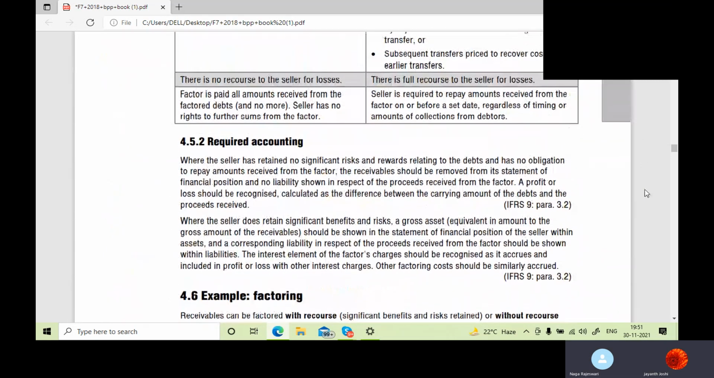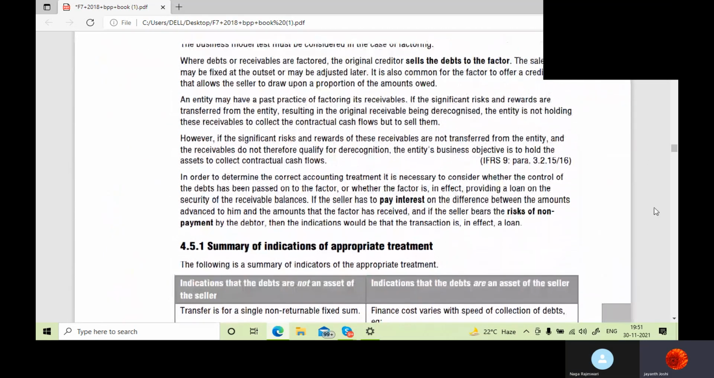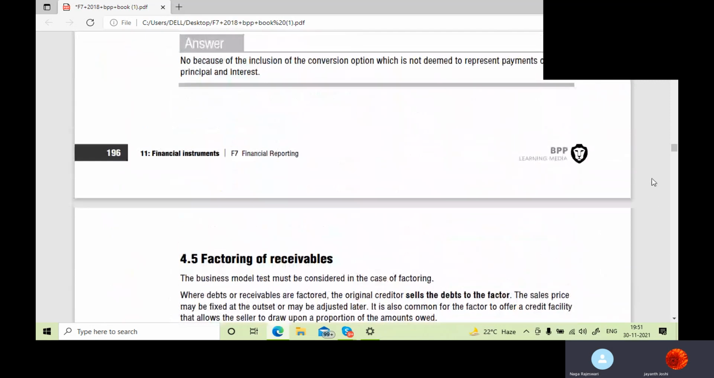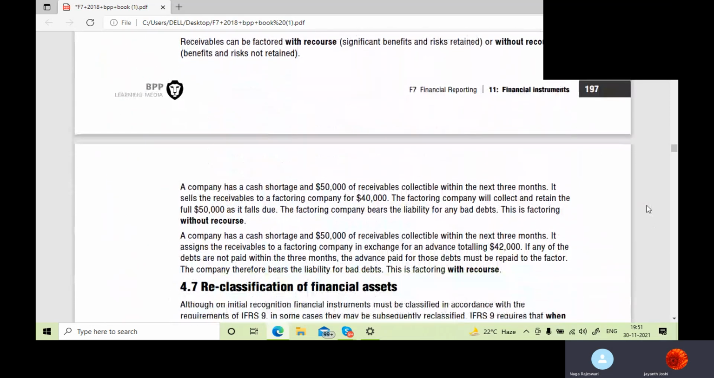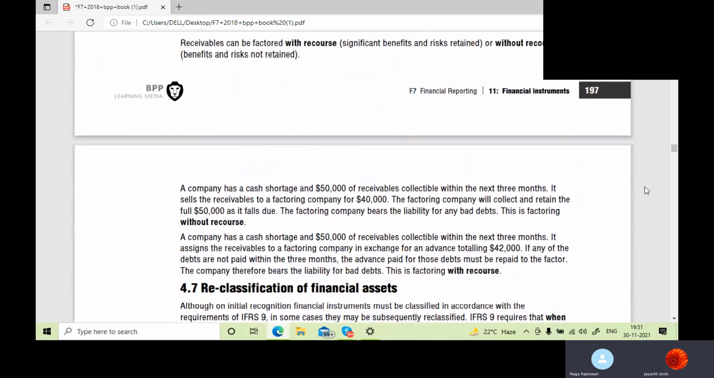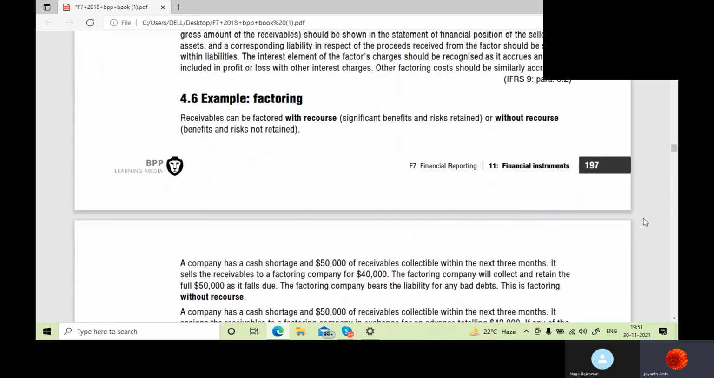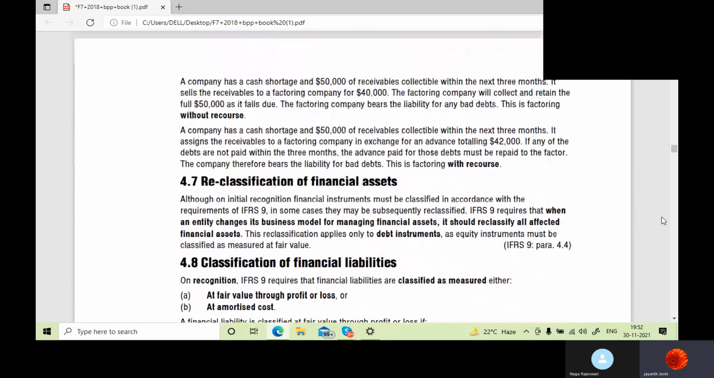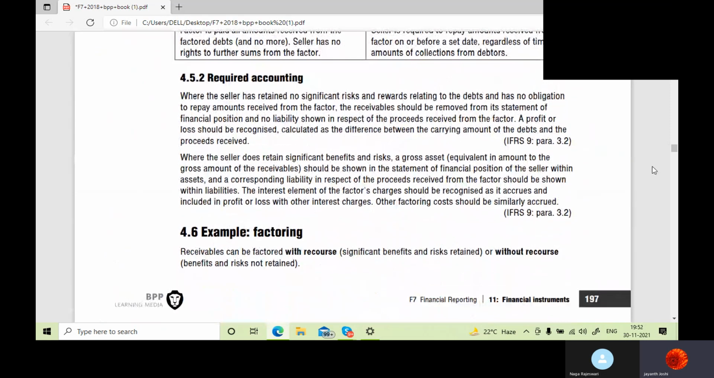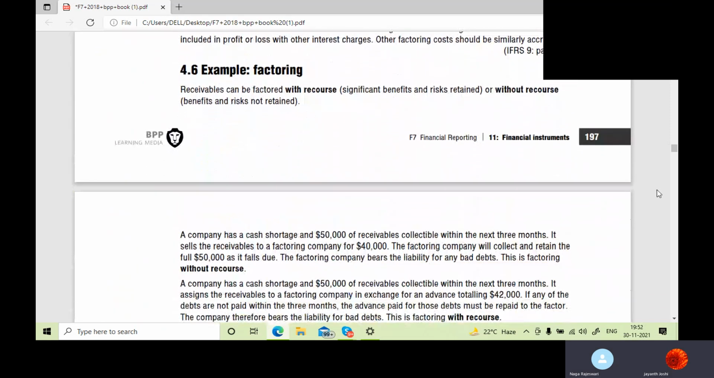Okay, sir. Factoring also understood now. Once can you explain again? See, factoring we discussed right now. One company will be selling all the receivables to another company. There are two types of factoring that also I will discuss, and then we can wind up this session because almost all done.